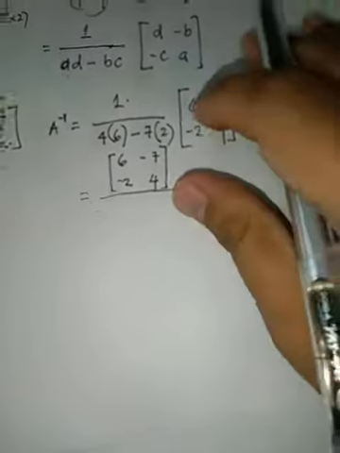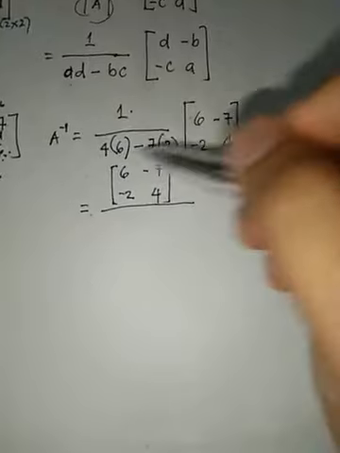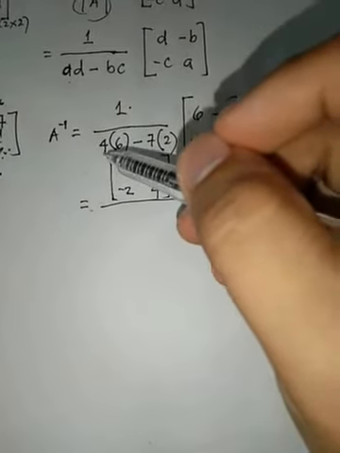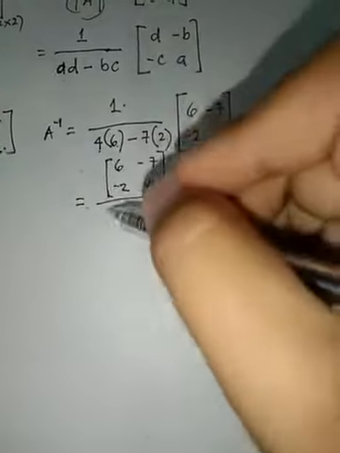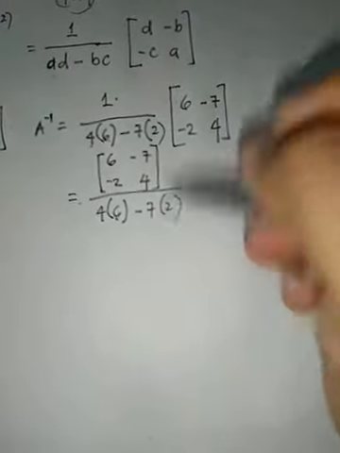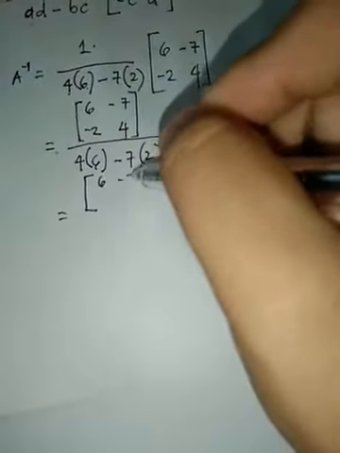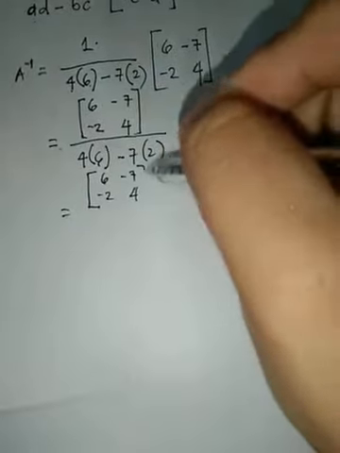Sa denominator, madali na lang kasi simplify nyo naman siya, diba? Kasi ito yung determinant niya. So, this one is 4 times 6. Sige, ilagay ko na lang dito, no? 4 times 6 minus 7 times 2. Okay. Then, copy. 6, negative 7, negative 2, 4.